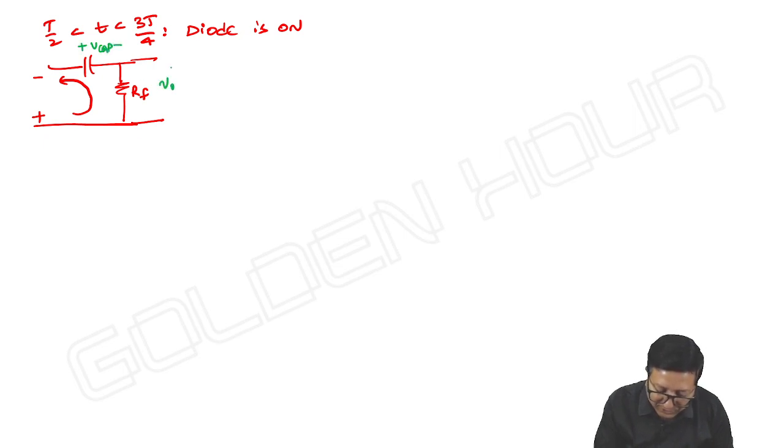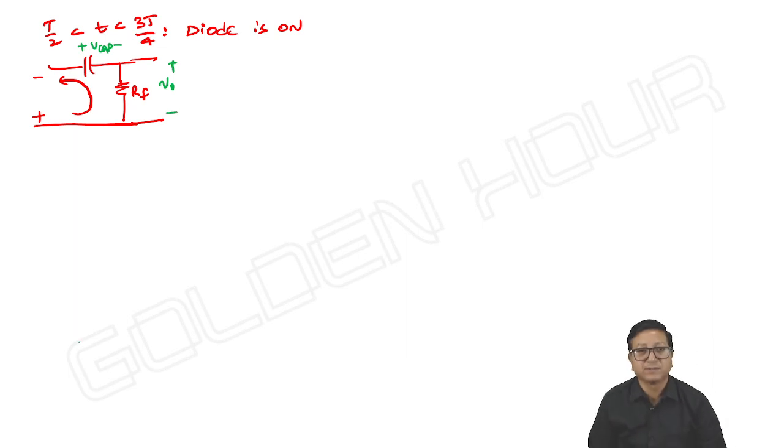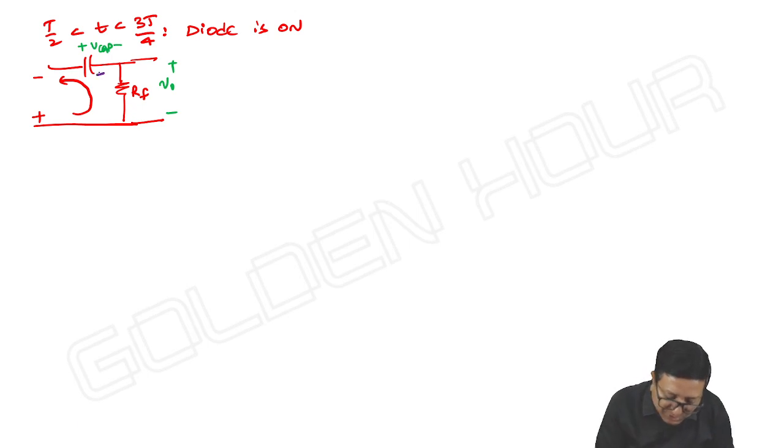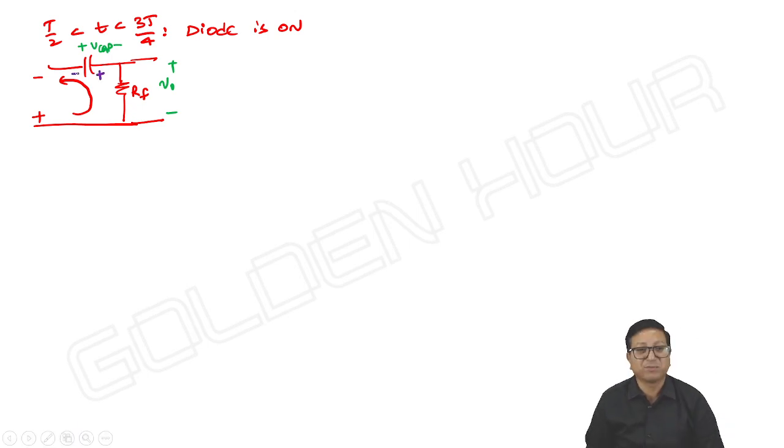And output polarities also do not change. But the current is going in this direction, so the capacitor will charge with polarities this way, plus minus. Current always flows from positive to negative terminal. As it is a negative cycle, I am showing the polarities this way. It looks like some negative source is connected. That's the meaning of it.